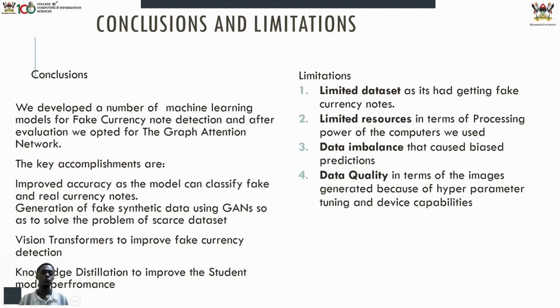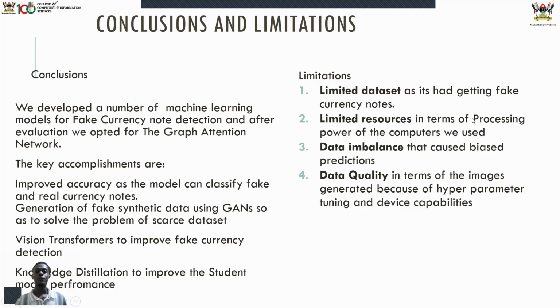Conclusions: I ought to say that we developed a number of machine learning models, as earlier shown, more than 10, but the key accomplishment was improved accuracy. The model we deployed, the GAT, could classify fake and real notes, and also generated synthetic data, fake samples, though they were of poor quality, but still they were an achievement. Then also Vision Transformers, and we developed a knowledge distillation model that has the GAT as the teacher, transferring knowledge to the student, the CNN.